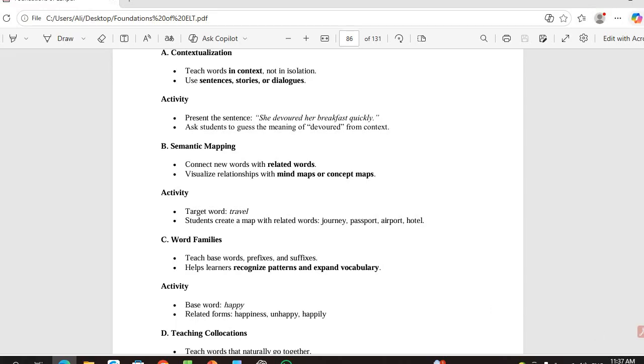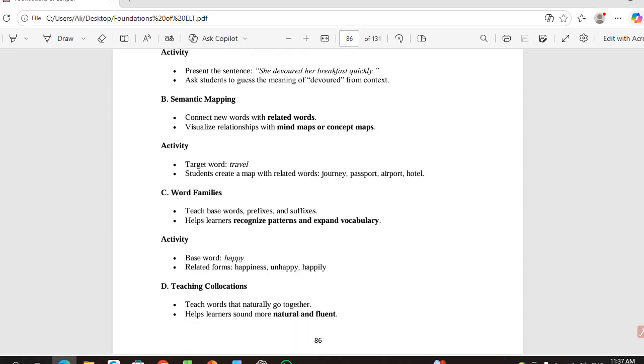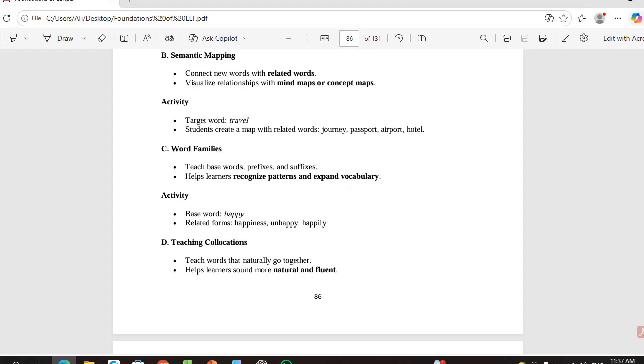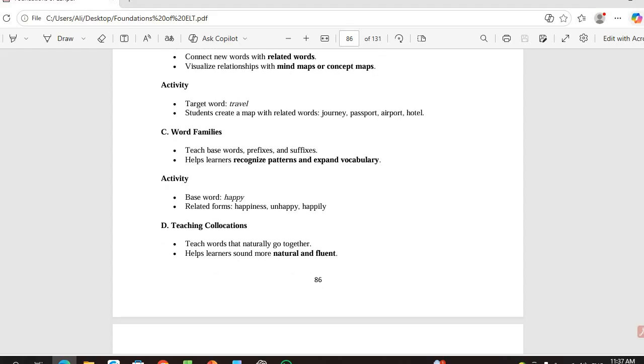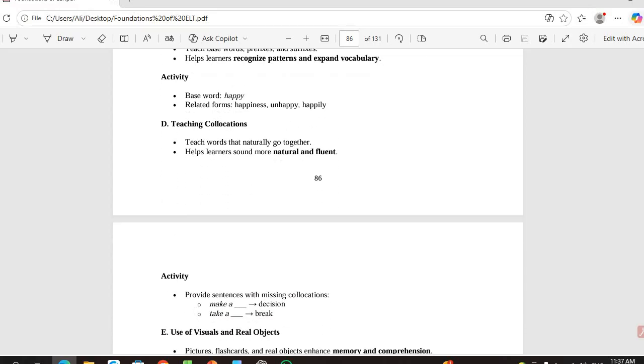The third one, number 4, is teaching collocations. What are collocations? Teach words that naturally go together. For example, food: you can teach vegetables, which are collocated with the word food. Pizza, which is collocated with it too. You teach the collocation of the words that naturally go together with the word you want to teach. This helps learners sound more natural and fluent. Number D, these are activities.